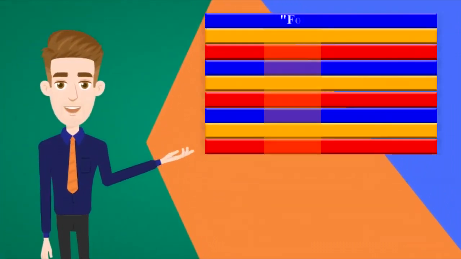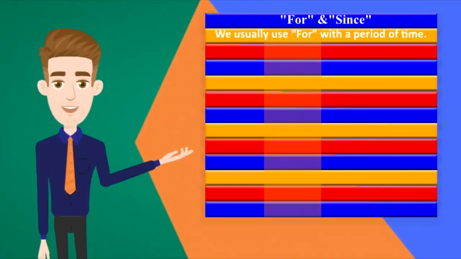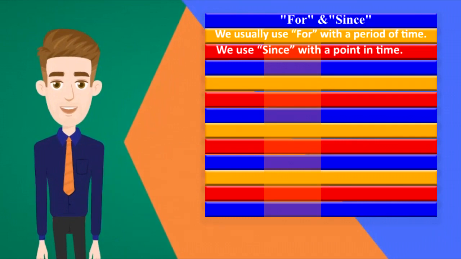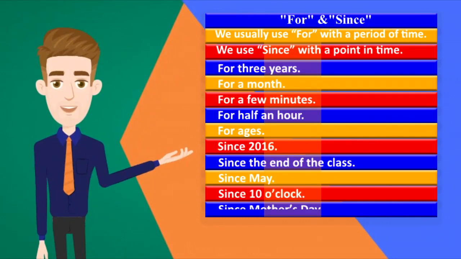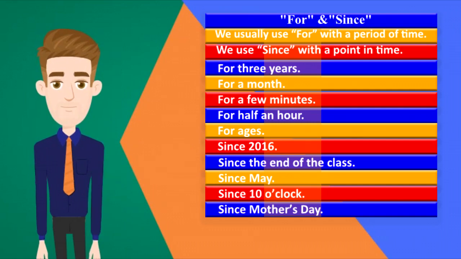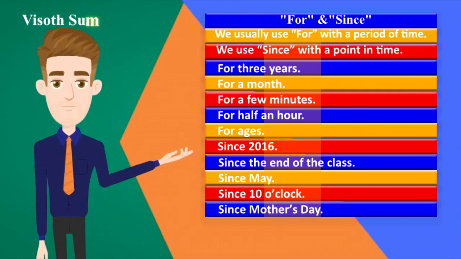In this situation, we usually use for with a period of time, and we use since with a point in time. For example, for 3 years. For a month. For a few minutes. For half an hour. For ages. Since 2016. Since the end of the class. Since May. Since 10 o'clock.